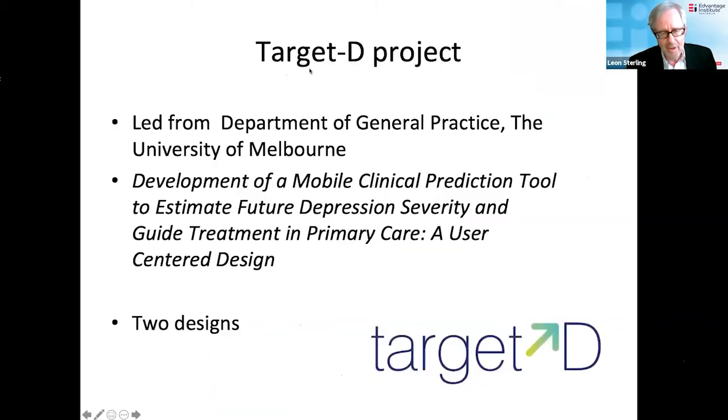The final example that I want to mention for now is this was another large project. This was led from the Department of General Practice at the University of Melbourne. And again, I was a consultant on the software side. And the idea was to develop a mobile clinical prediction tool to estimate future depression severity and help people be able to interact online. And there was a screening app which classified people, were they under severe mental health, depression, moderate, or they were light, where some training materials could help.